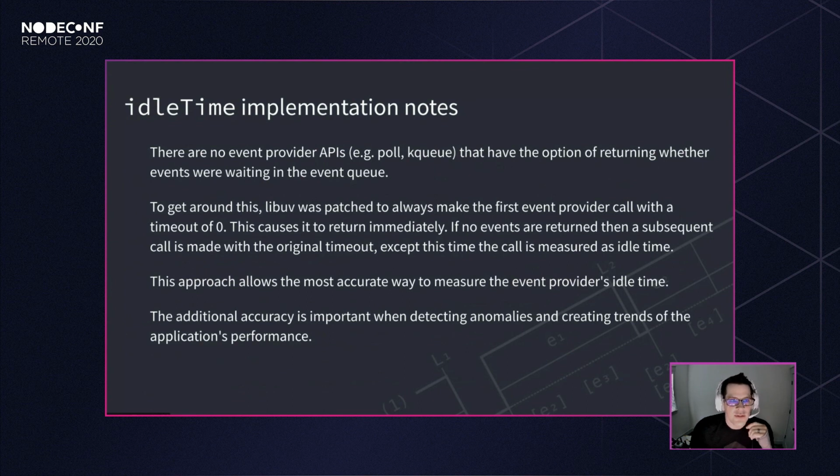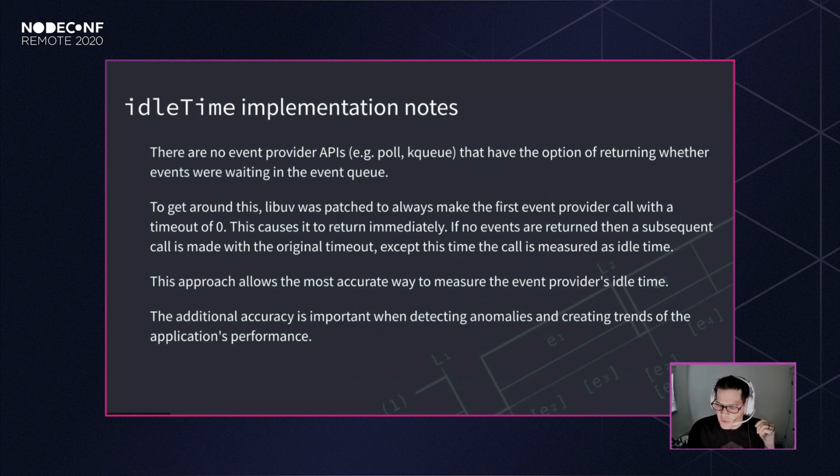Actually, right now. So one of the idle time implementation notes is that the event provider APIs such as poll, KQ, and all the others don't have any option of returning if there were any events waiting in the event queue when it was called. So in order to accommodate calculating idle time correctly, I patched libuv so that the first time it calls the event provider, it always does so with a timeout of 0. Once it does that, it will immediately return whether an event is available or not.